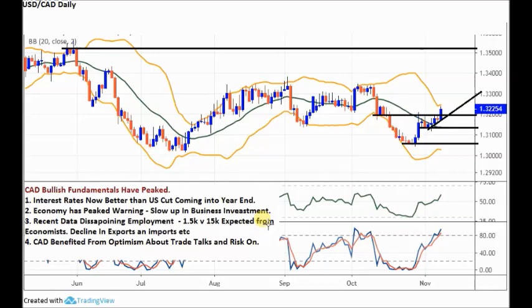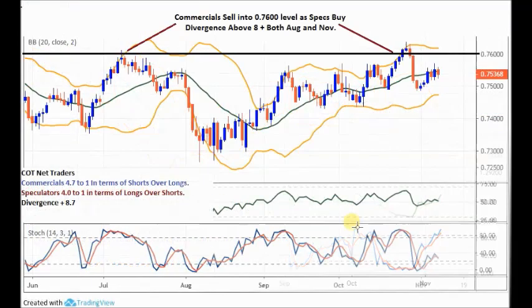Now we're going to look at a couple of crosses. We did look at some other crosses in a video about a week ago. My views haven't changed on those crosses. I think these two look really good. We'll look at CAD CHF, then we're going to look at NZD CAD. So let's go over to the chart. Right, CAD CHF daily chart.